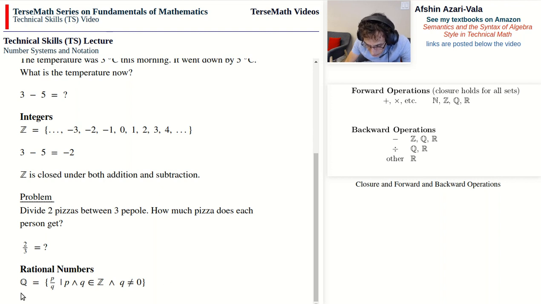So let's decode this for a minute. We have Q, which is the set of rational numbers, is the set of numbers like P over Q, such that, where the vertical line is read as "such that," P, which is the top number, and Q, which is the bottom number, belong to Z. In other words, we are saying that the top and the bottom are integers.